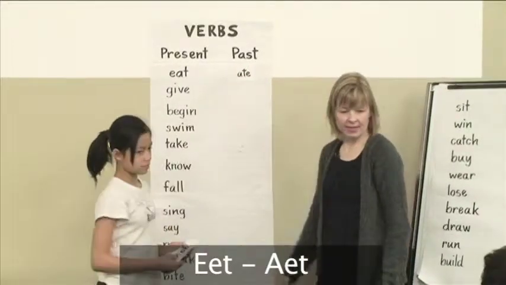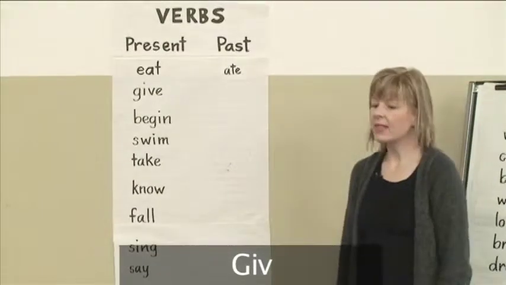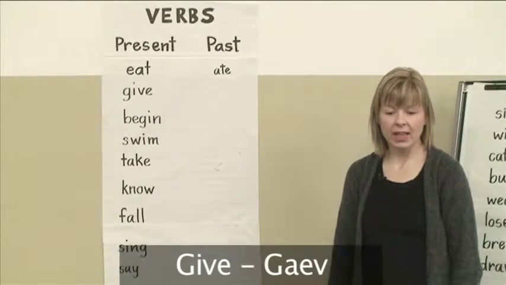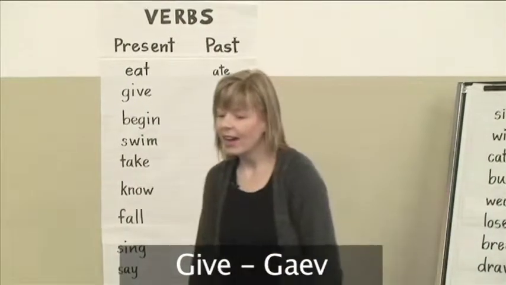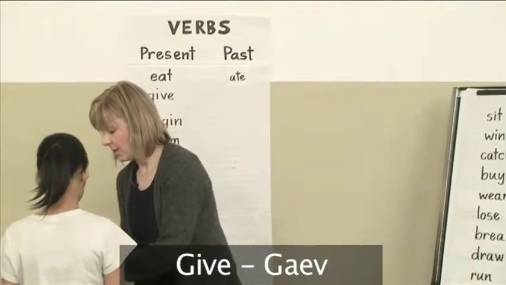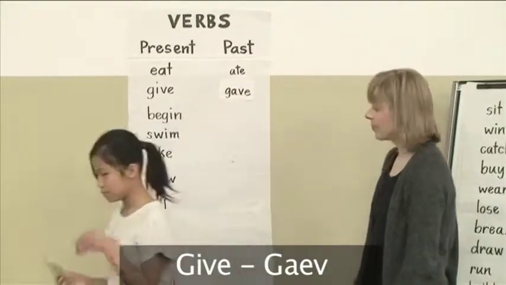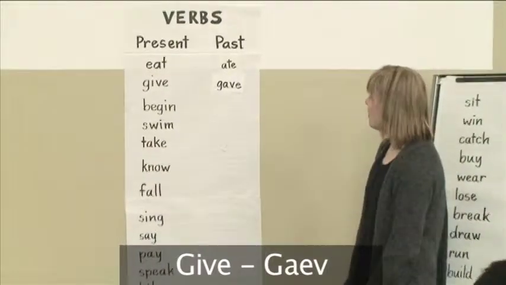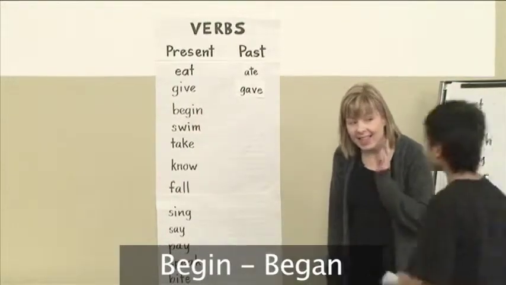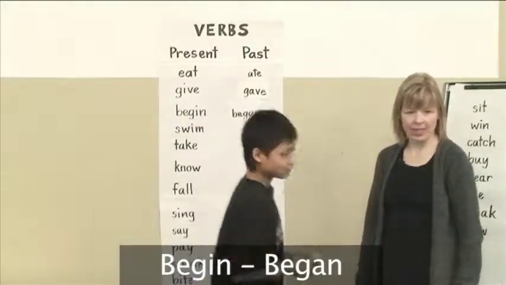Nay has ate. Now the past tense of give. What is the past tense of give? Gave. Do we have gave? Nay again. Nay has gave. Well, I think she just won a prize. 2 in a row, right? Gave. Thank you. Okay. The past tense of begin. Begin. What? Say it again. Began. Sar has began. We began the lesson early. Began.